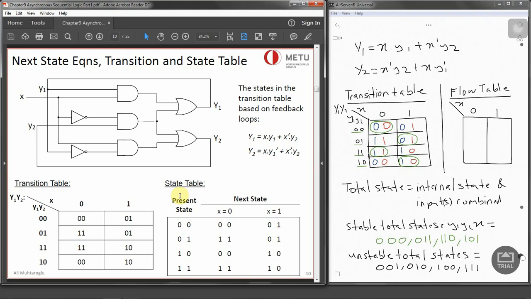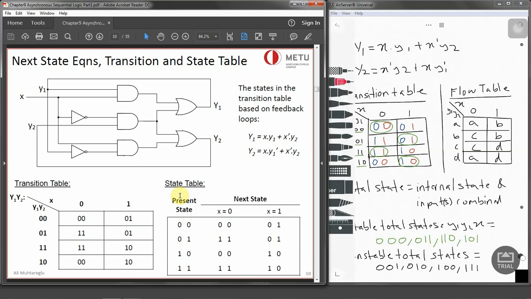We have got 0, 1 for x, y1, y2, and rather than having 0, 0, I'll have a, b, c, and d. Now 0, 0 is a, 0, 1 is b, 1, 1 is c, 0, 1 is b, 1, 1 is c, 1, 0 is d, then a and d. And again, to show the stable states, we just circle the ones where the present and the next state are equal to each other. That means we have got stable states, and this is also known as a primitive flow table, because a primitive flow table has one stable state in each row.